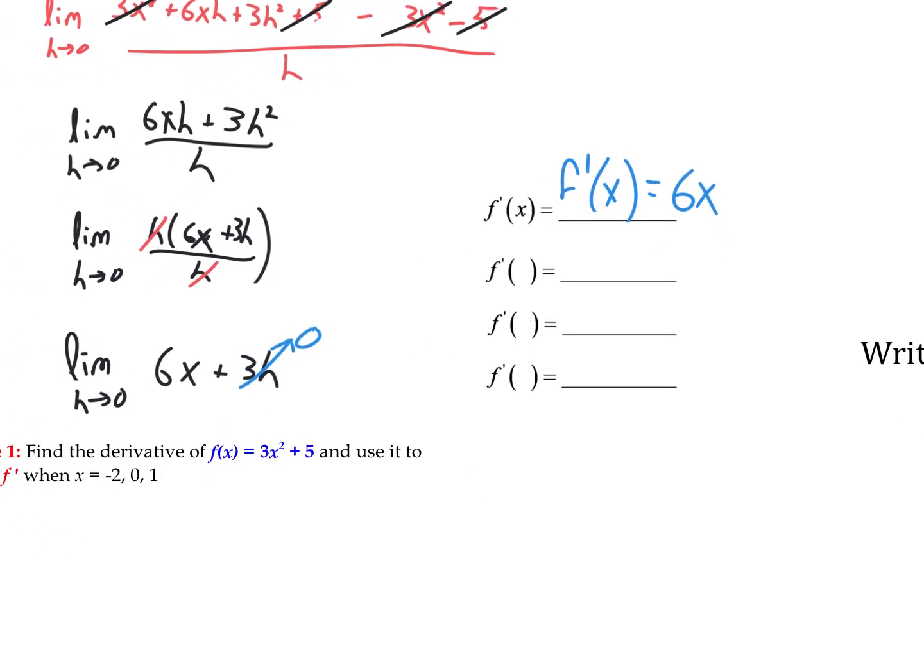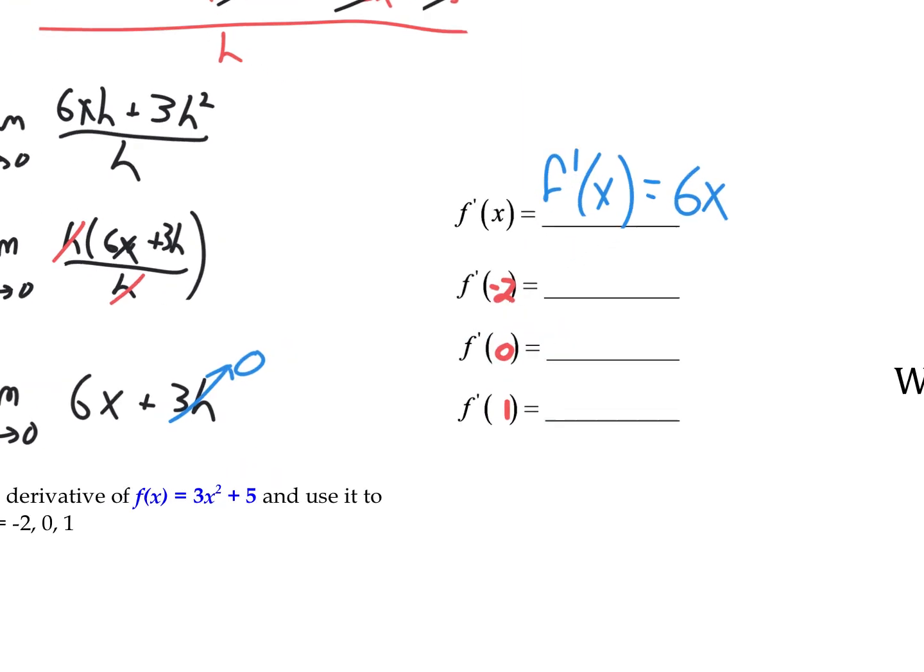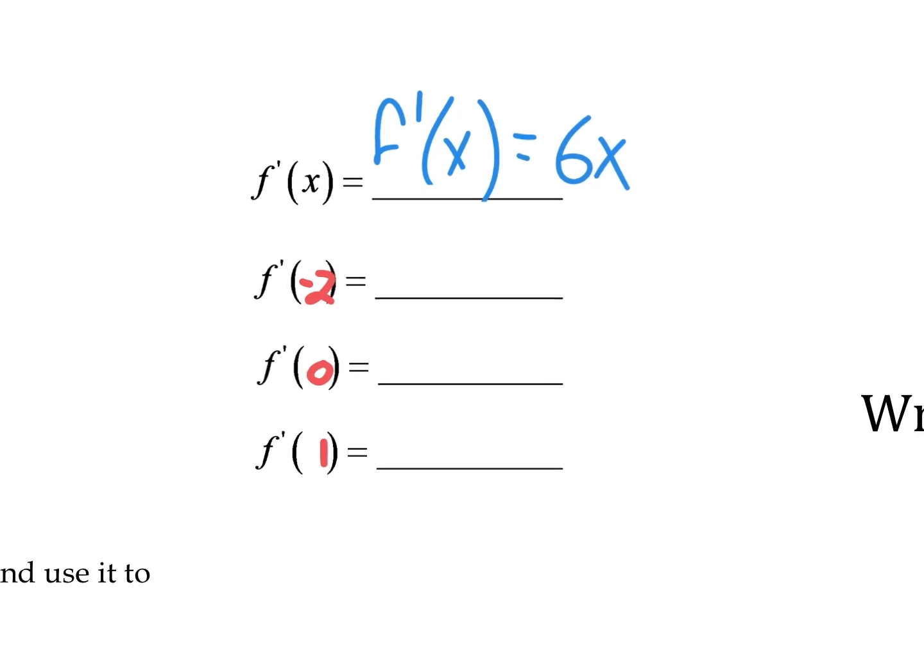So now if I want to evaluate this when x is -2 or 0 or 1, all I have to do, now that I have my derivative function, is plug in -2, 0, and 1 into my derivative. So let's do that. 6 times -2 would be -12. 0 times 6 is 0. 6 times 1 is 6. And we are done.